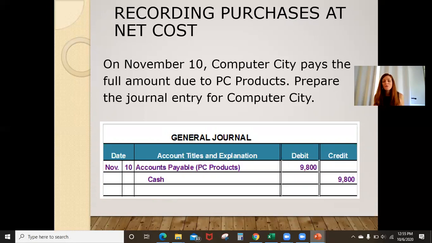So awesome. We got to take that 2% discount. We only had to pay 98% of the product that we ordered. So that's awesome. So that means we are going to decrease or get rid of that $9,800 accounts payable. And we are going to also decrease with a credit our cash account for the $9,800 because we paid them that cash. So now we have $9,800 less in cash and $9,800 less in a payable.